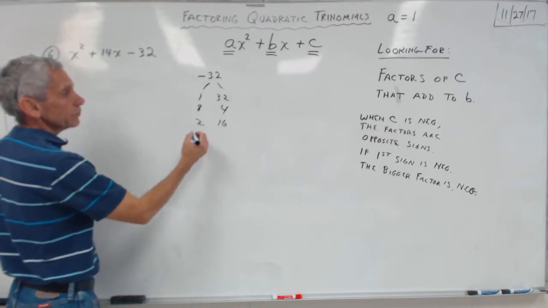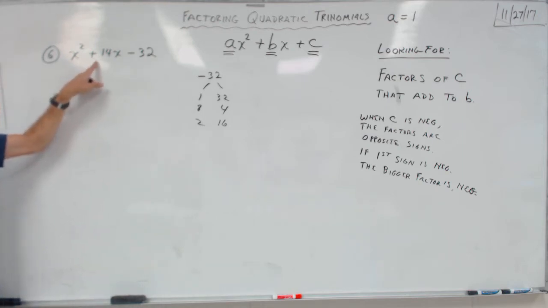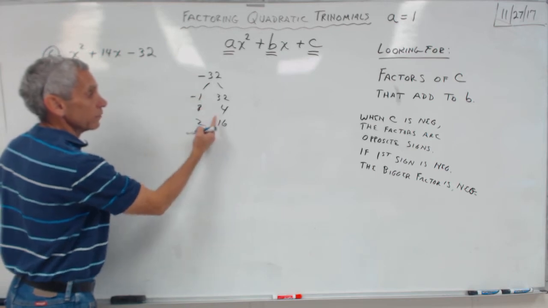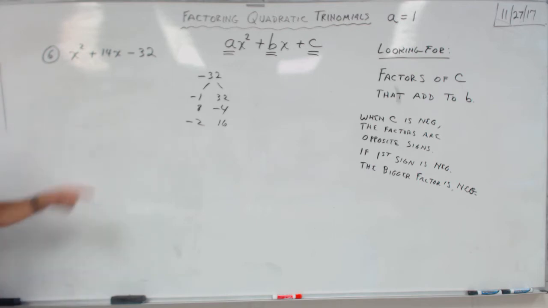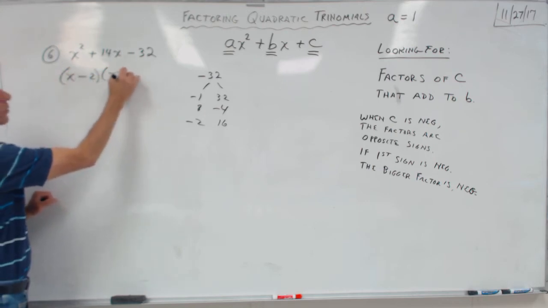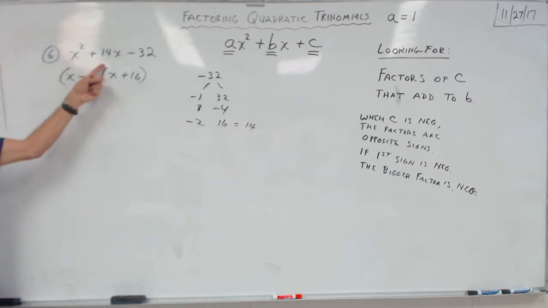All right, well, let's just go with those. In order for b to be positive, I know the bigger number has to be positive. So that's positive, that's negative. Bigger number has to be positive, that's negative. Bigger number has to be positive, that's negative. Do any of those add up to 14? 16 and negative 2. Yeah, we're done. x minus 2 times x plus 16, because that equals 14. Does that make sense? Yes? Okay.